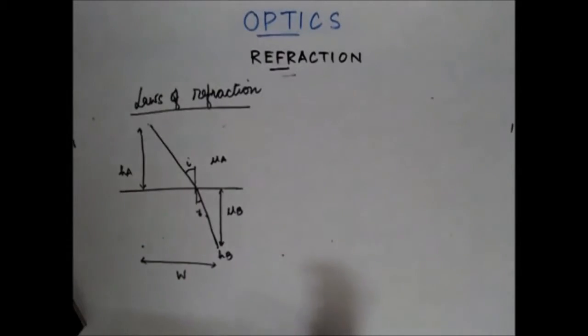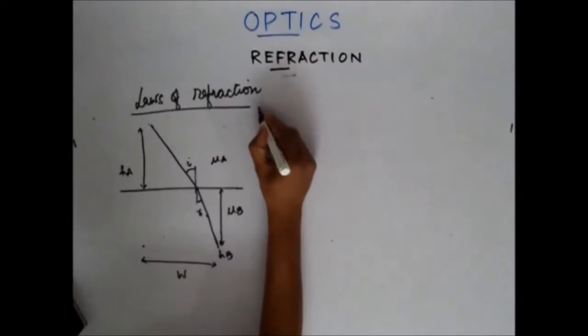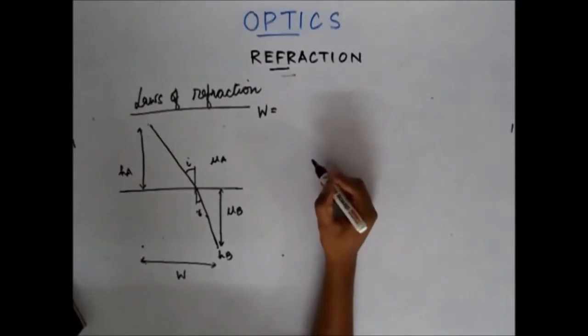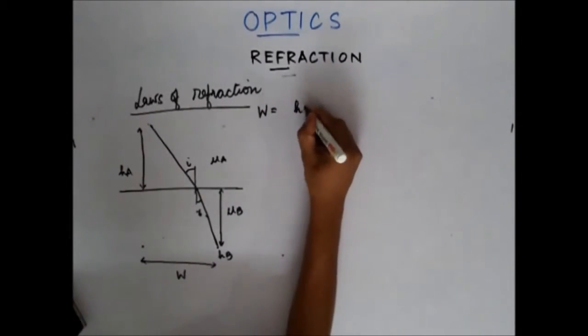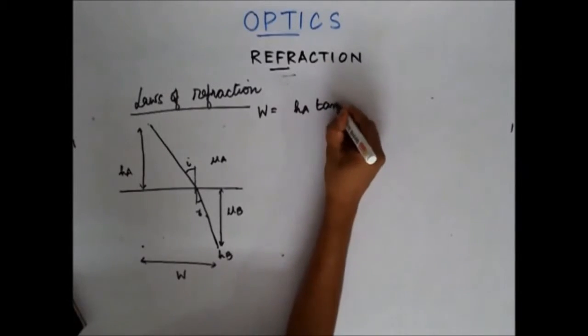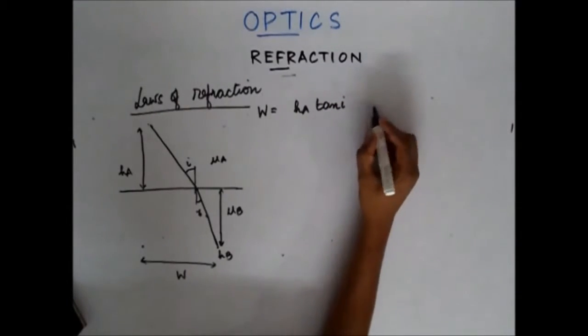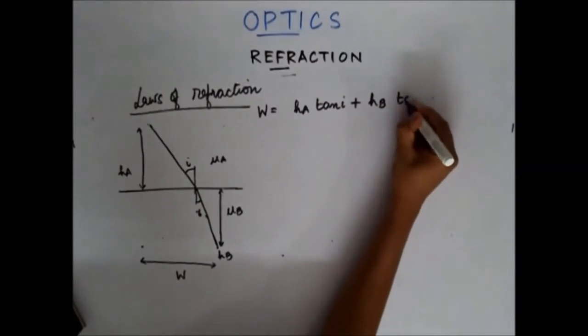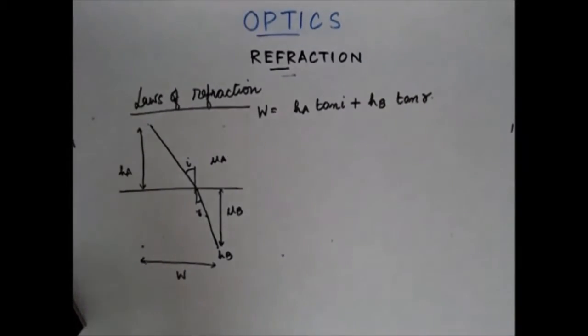Now what is W in terms of HA, HB, I and R? I can write it as HA tan I plus HB tan R, right?